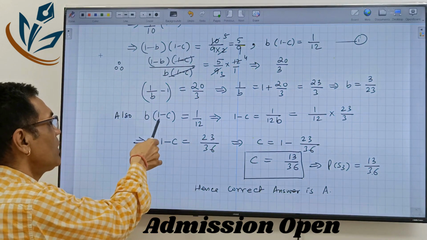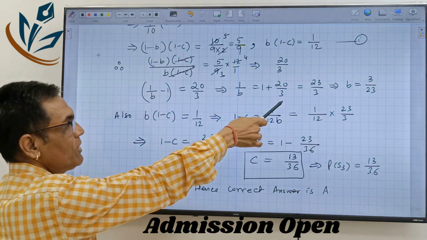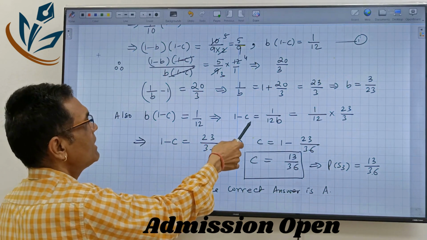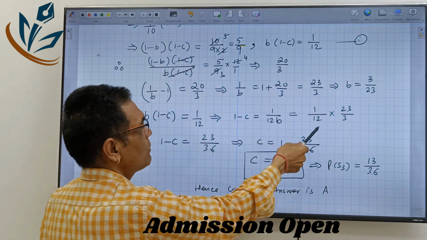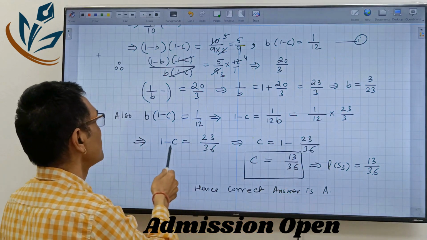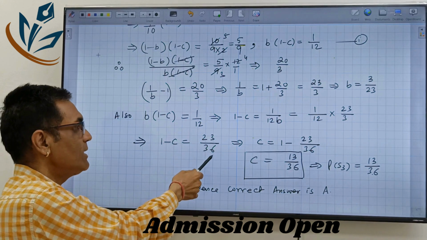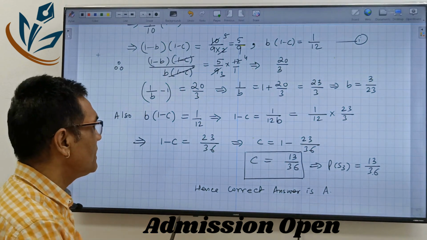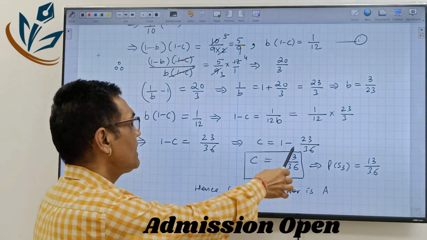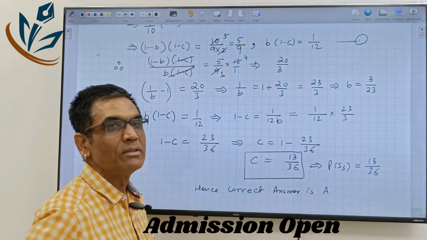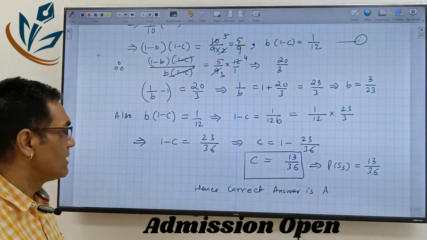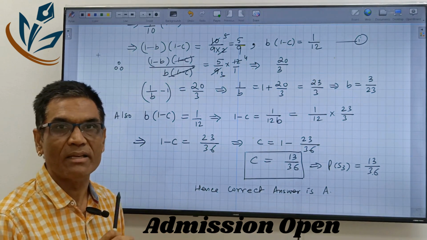Also, we knew B into 1 minus C equals 1 by 12. So let us put the value of B here. Once you put the value of B, you get 1 minus C equal to 1 upon 12B, and putting the value 23 by 3, you get 23 by 36. So 1 minus C equals 23 by 36, which means C is equal to 1 minus 23 by 36. So C is 13 upon 36, which means P of S3 is 13 upon 36. Hence, your correct answer is A.